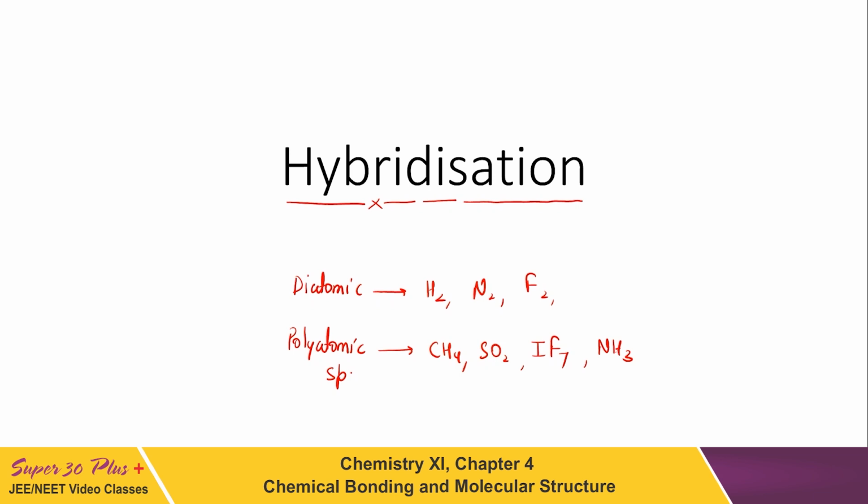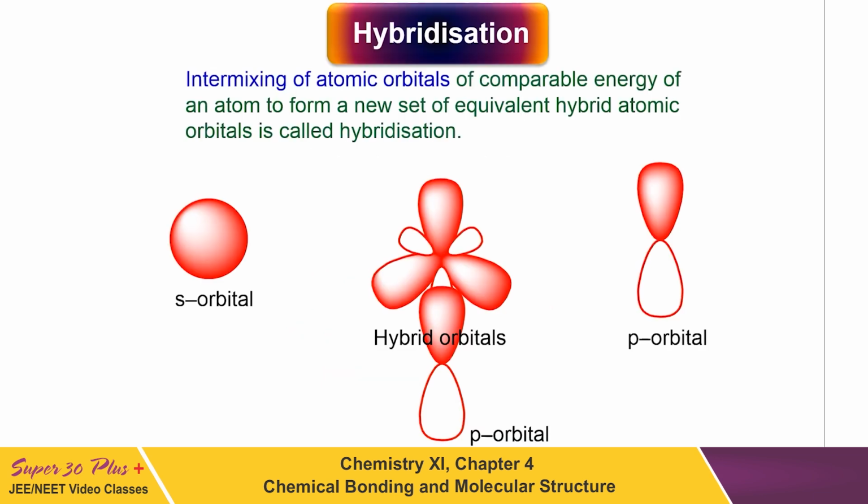Now in this concept of hybridization, we say that before overlapping, orbitals mix with each other. When they mix with each other, they form new orbitals called hybrid orbitals. So here we go with the concept of hybridization.